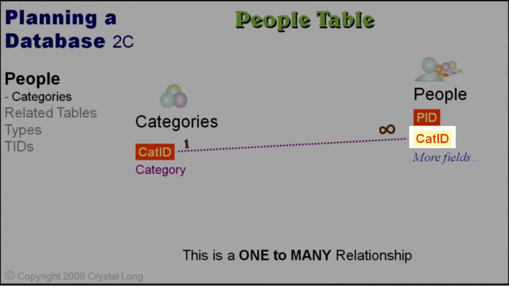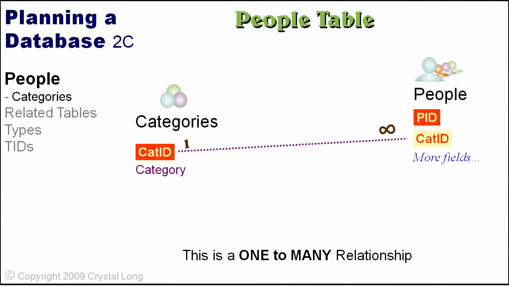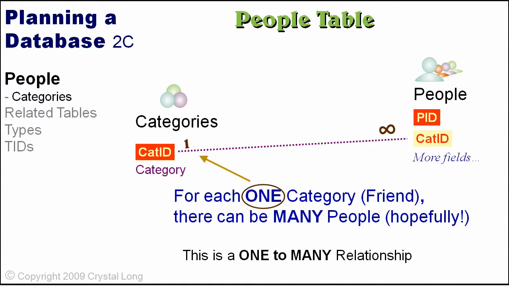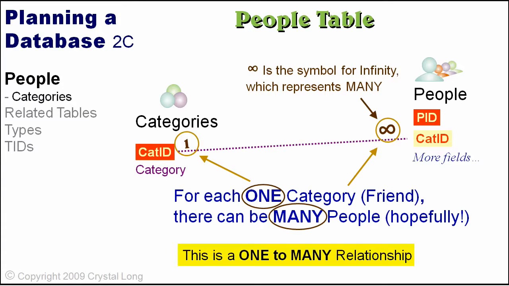Cat ID is a foreign key in the people table. Cat ID is the primary key in the categories table. For each one category, such as friend, there can be many people. There is a one-to-many relationship between cat ID in the categories table to the cat ID in the people table.